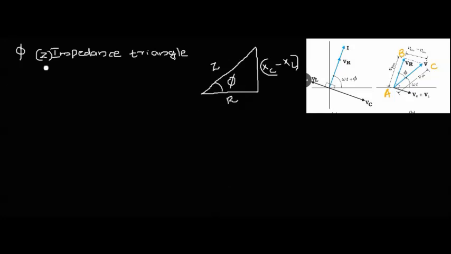Because while starting the derivation, the only three things we assumed are that we have three components: inductance L, capacitance C and resistance R.